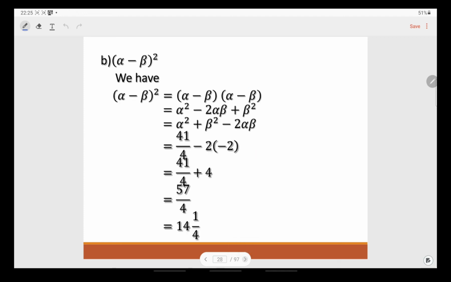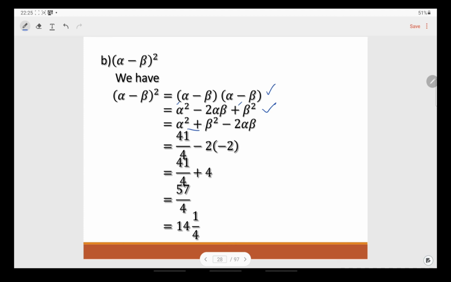Okay, move to the second one. We have alpha minus beta square. That means we can expand this equation. We have alpha minus beta times alpha minus beta. We expand, so we come up with this equation. In this equation, we can rearrange. We can put together alpha square and beta square like this, and at the end of this equation we have minus 2 alpha beta.